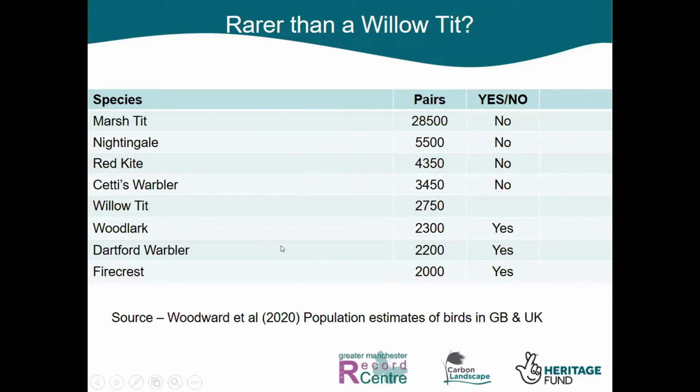And the only species that I've got on that list, there's three there that are actually rarer than willow tit, but not by a massive amount. And this is a population estimate from 2016, so the likelihood is, it was published in 2020. The likelihood is that figure is even lower now. So it could be down with the Dartford warblers and the firecrests.